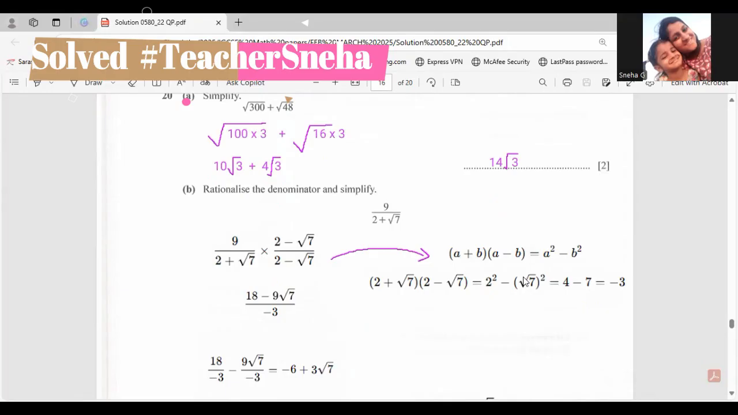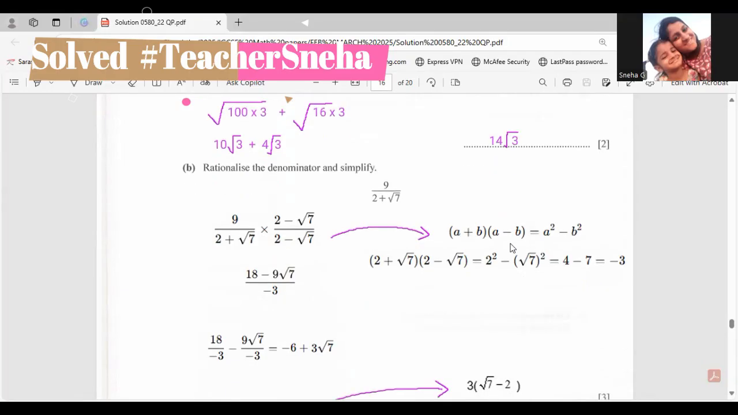Rationalize the denominator and simplify. So the third given here is 9 upon 2 plus root 7. Now to rationalize the denominator, we will multiply the entire numerator and denominator with 2 minus square root 7, the opposite of what is already given in the denominator, so that we can use the formula (a plus b)(a minus b), which gives us a square minus b square. So considering 2 as a and b as square root 7, the numbers that we get on simplifying in the denominator are 4 minus 7, which results in minus 3, and the numerator multiplies to give you an answer 18 minus 9 root 7.